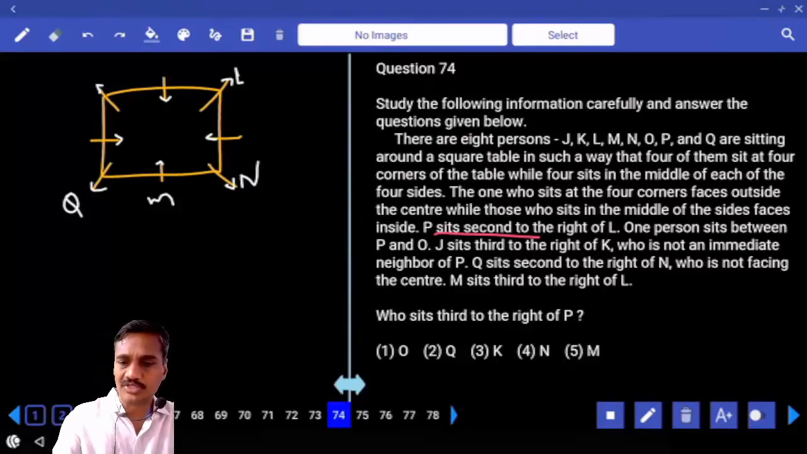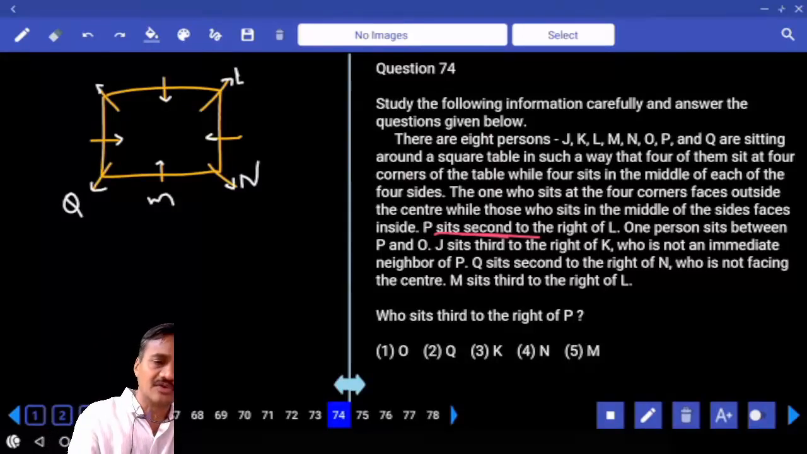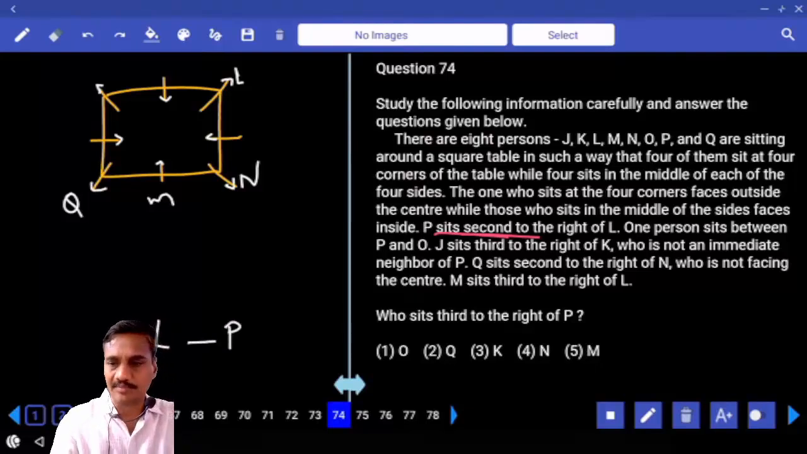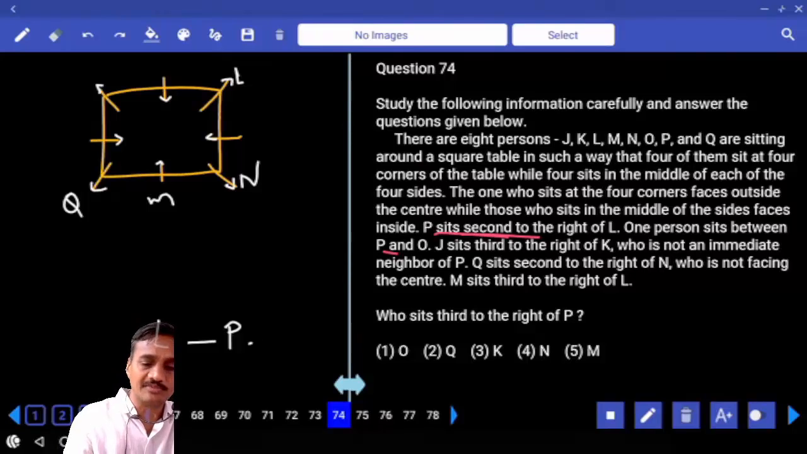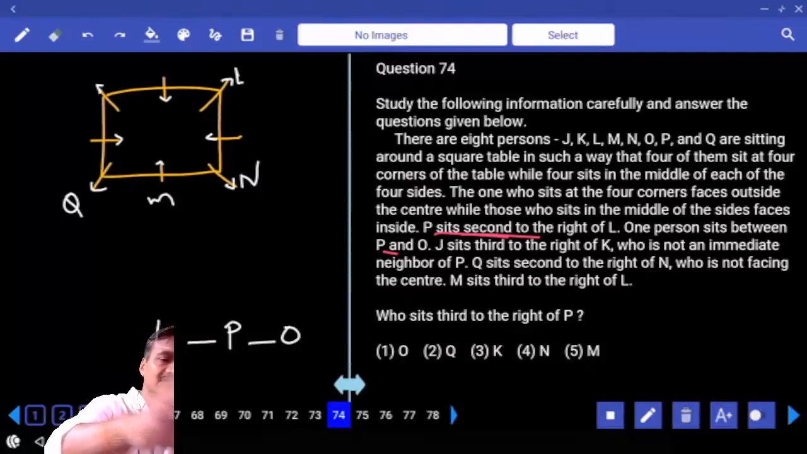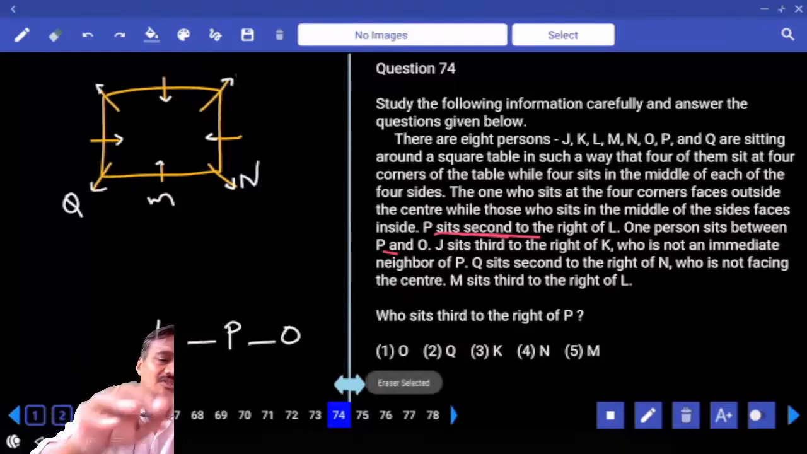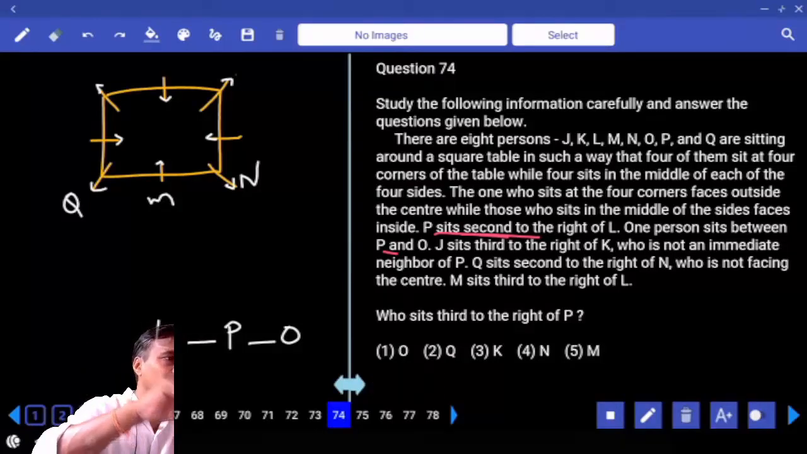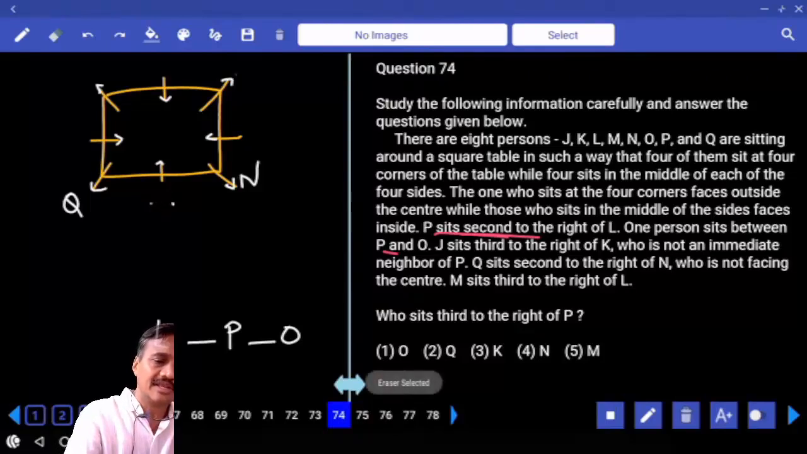Look once more. P sits second to the right of L, and at the same time only one person is between O and P. That means L, P and O must be in alternate places. L, P and O must be in alternate places, and there is no chance of that here. Where do we have 3 alternate places? Only at the centers. Hence L is here, otherwise there would be too many possibilities. And L, P and O.